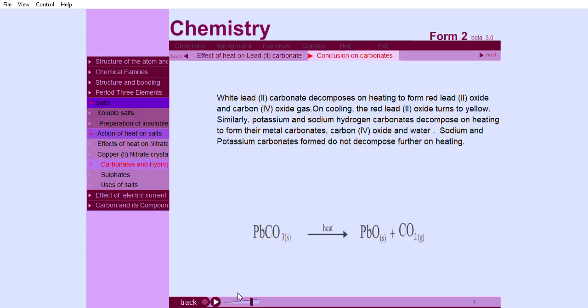White lead-2 carbonate decomposes on heating to form red lead-2 oxide and carbon-4 oxide gas. On cooling, the red lead-2 oxide turns to yellow. Similarly, potassium and sodium hydrogen carbonates decompose on heating to form their metal carbonates, carbon-4 oxide and water. Sodium and potassium carbonates formed do not decompose further on heating.